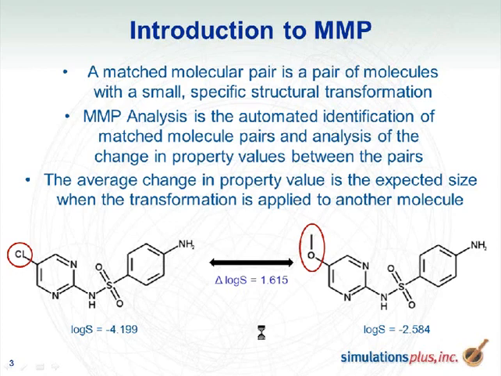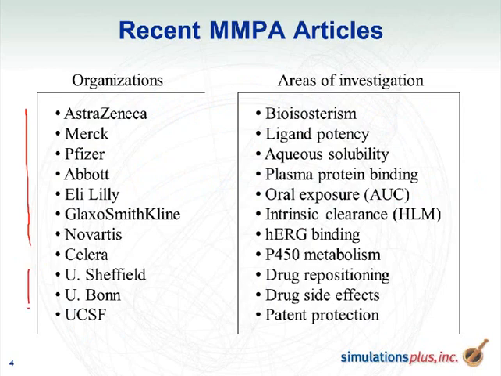Okay. There are a number of companies that have published articles on matched molecular pairs. A lot of them are large pharmaceutical companies such as AstraZeneca, Merck, Pfizer, Abbott. And one reason they're able to do this is they have large data sets of various properties. There are also universities such as Sheffield, Bonn, and University of California at San Francisco that have recently published papers on matched molecular pair analysis.